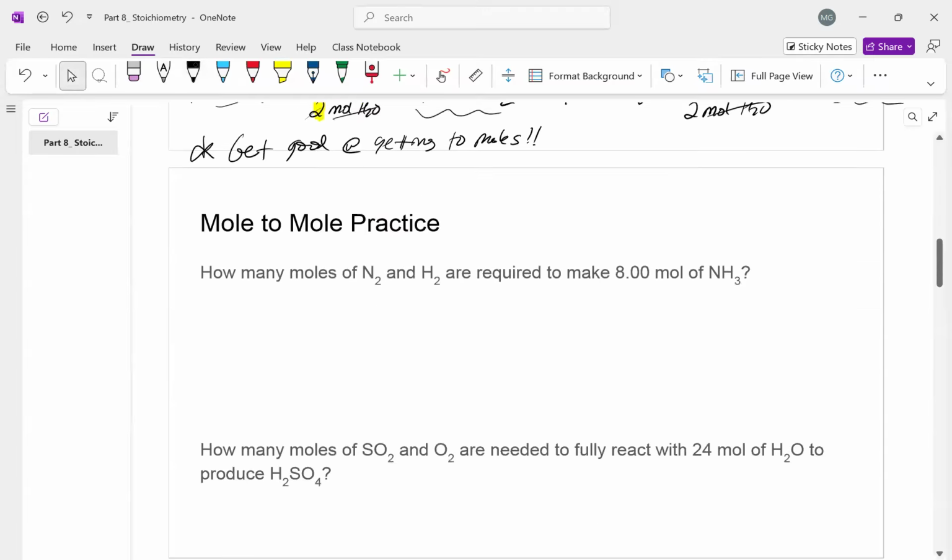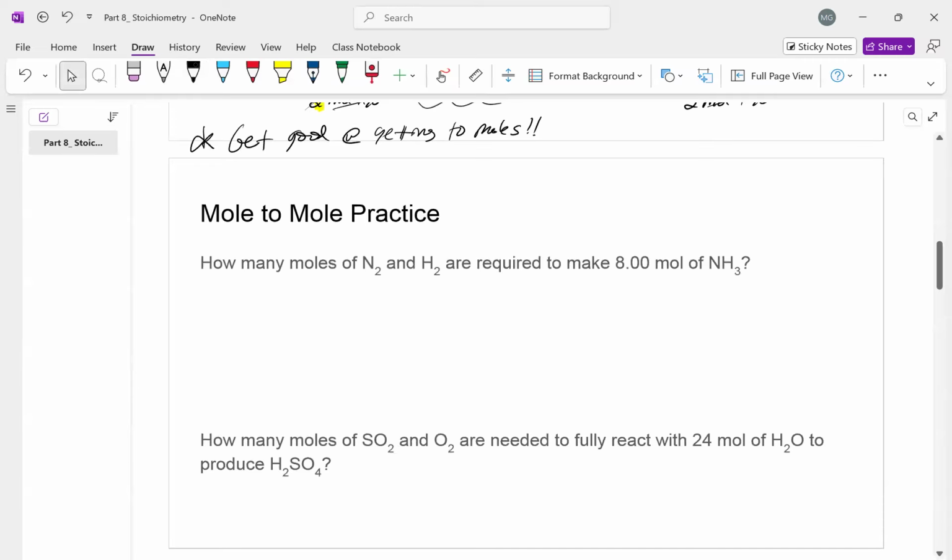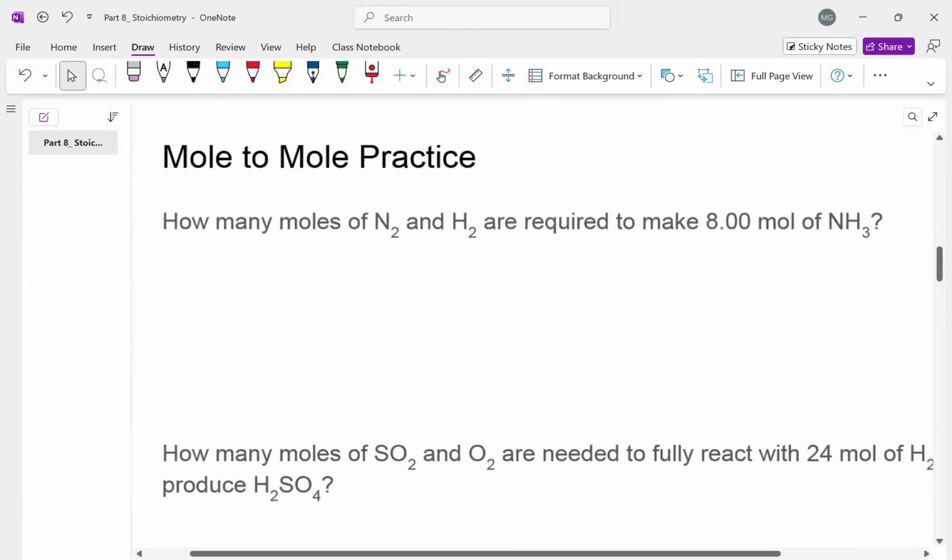So let's do a little bit more practice with this. How many moles of N2 and H2 are required to make 8 moles of NH3? So here's the balanced equation for this.